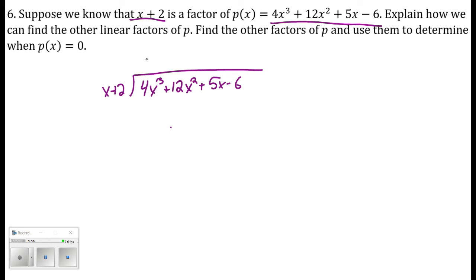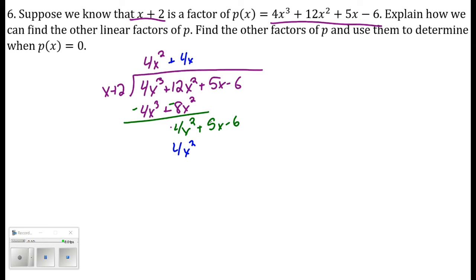Could you do this with synthetic division? Absolutely. Go through, do the long division. Hopefully long division is still in your mind. Hopefully you haven't forgotten how to long divide. What times x gives me 4x squared? Well, plus 4x. 4x times x is 4x squared. 4x times 2 is plus 8x. But I subtract, so I change the signs. We get negative 3x minus 6. What times x is negative 3x? Negative 3. This looks good because when I change the signs, I get 0.